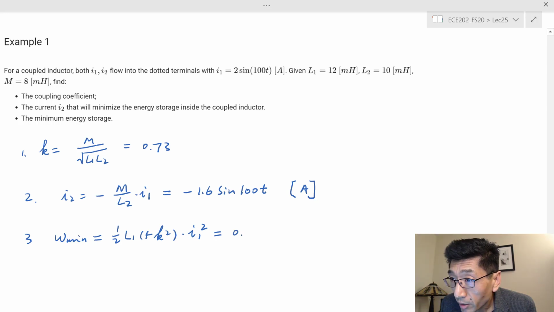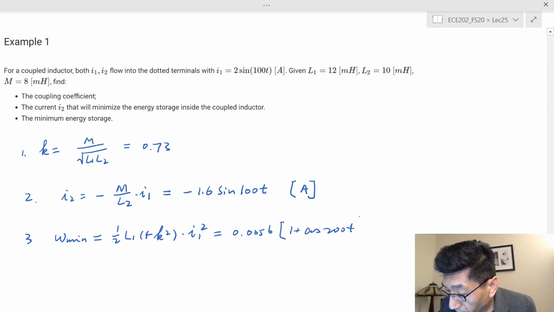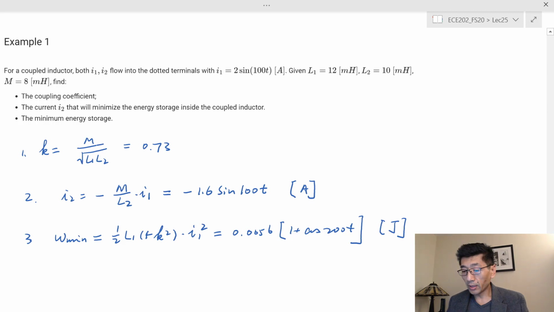And I calculated this in the final form, that should be 0.0056 times 1 plus cosine 200t. The detailed calculation you can find in the Google Colab notes. Okay, this is a simple example of how we calculate the energy for coupled inductors. And next we're going to look at the ideal transformers.